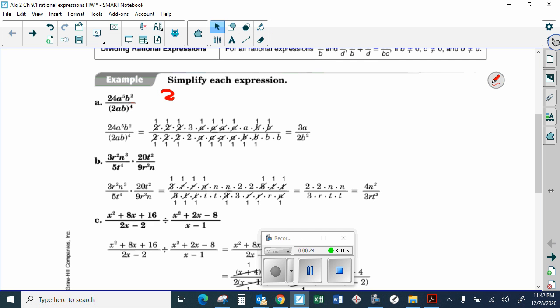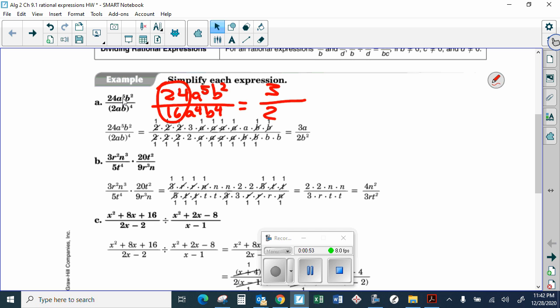So I'm not going to write it all out like they do here. That's an Algebra 1 concept for people just learning, but you should know 2 to the fourth is 16, and you have a to the fourth and b to the fourth. So you simplify your coefficients here. 24 divided by 16, GCF is 8. So that becomes 3 over 2.